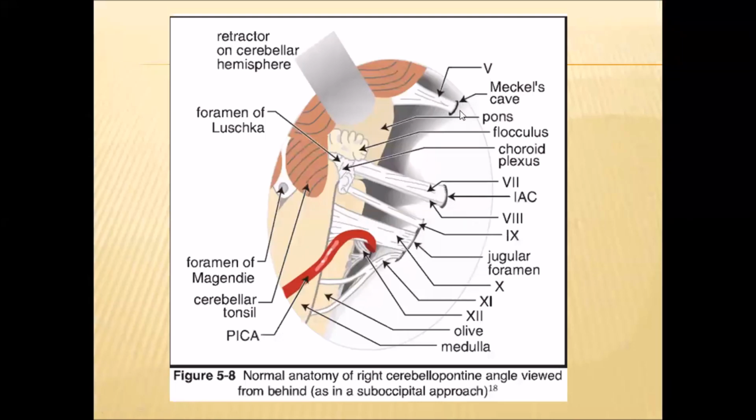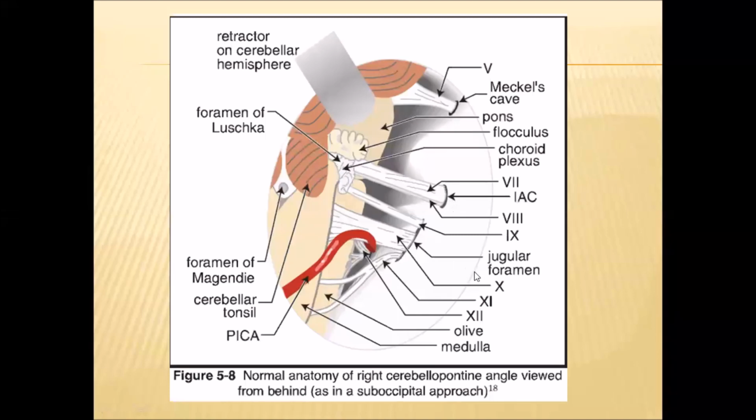The various structures passing through the various foramina are illustrated in this picture. This is the Meckel's cave through which the fifth nerve passes. This is the internal auditory meatus, which we have already discussed. The 7th-8th nerve complex passes through it. This is the jugular foramen through which the 9th, 10th, and 11th nerves pass. The 12th nerve passes through the hypoglossal canal.